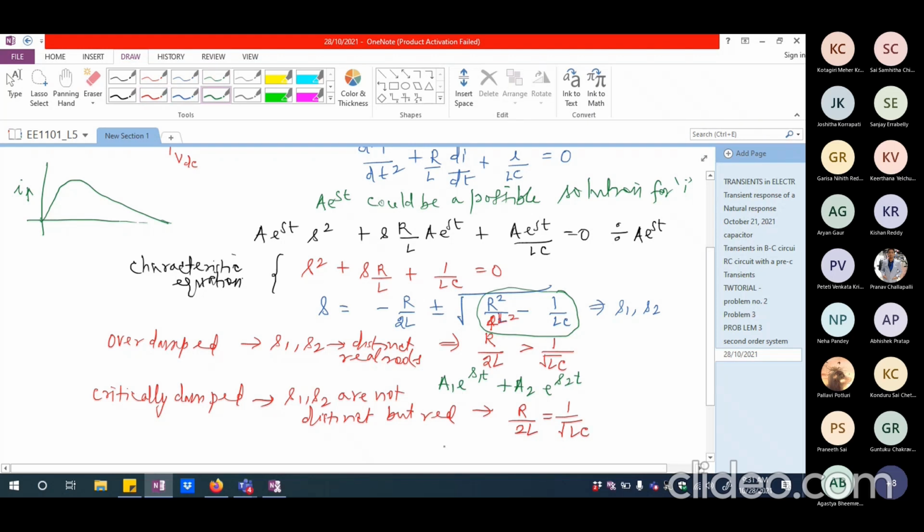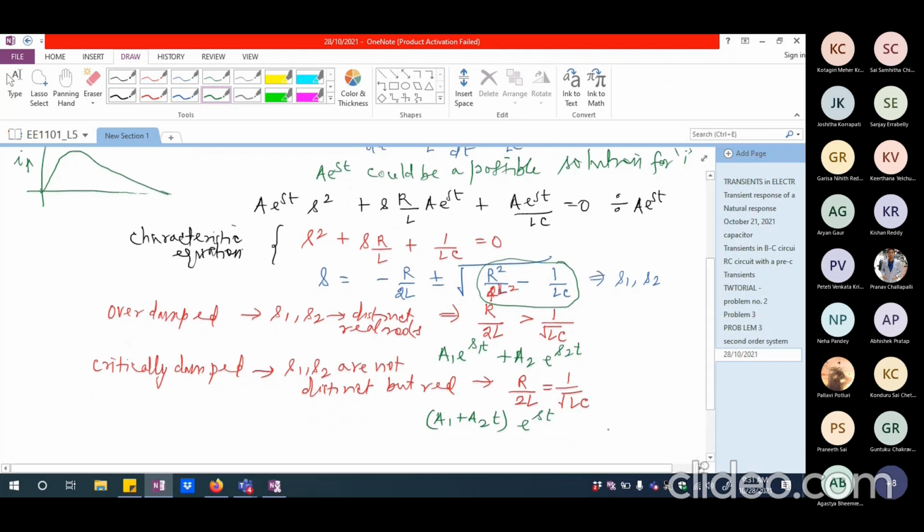The generalized solution for this will be something like (A1 + A2 t) multiplied by e^(st), where S1 and S2 are equal to S also. So in this particular case, we are going to have S1 equal to S2, which is equal to S. They are not distinct.